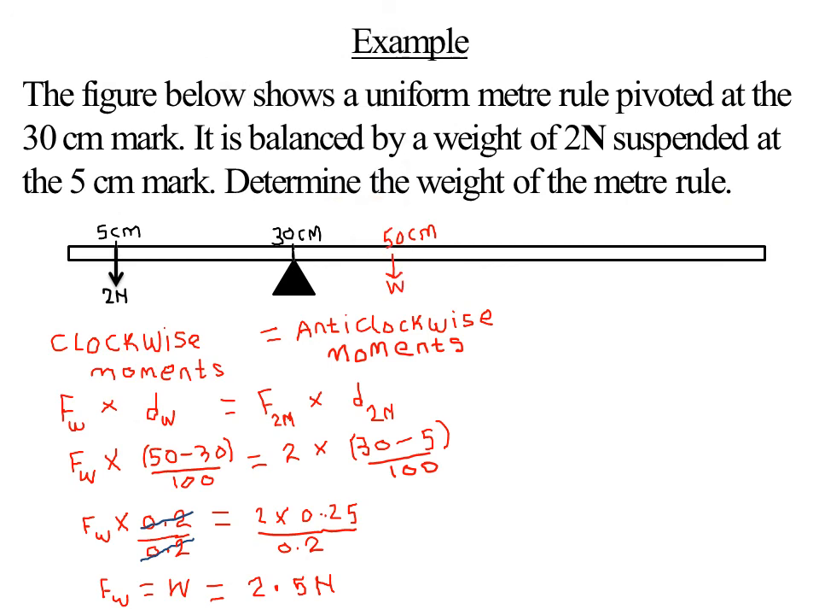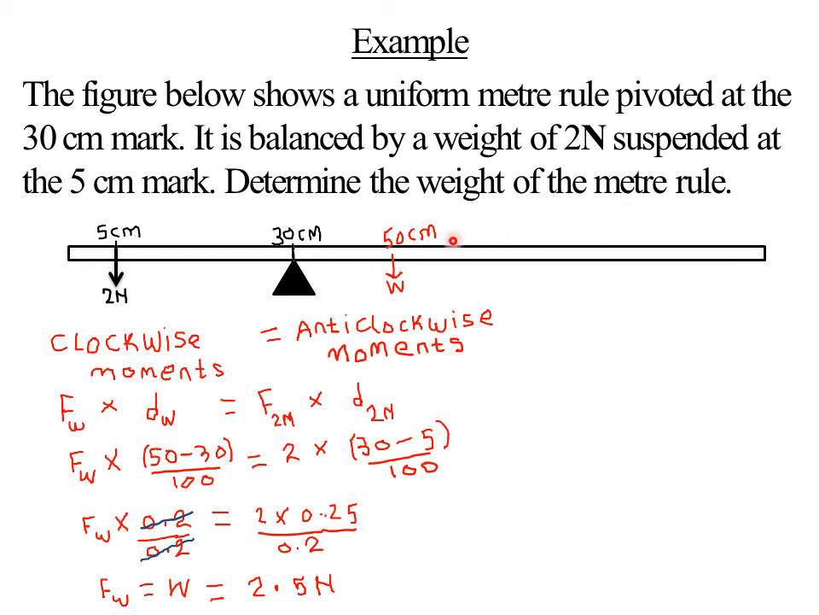Lastly, we look at an example involving stability. The figure below shows a uniform meter rule pivoted at the 30 centimeter mark. It is balanced by a weight of 2 Newton suspended at the 5 centimeter mark. We are required to determine the weight of the meter rule.